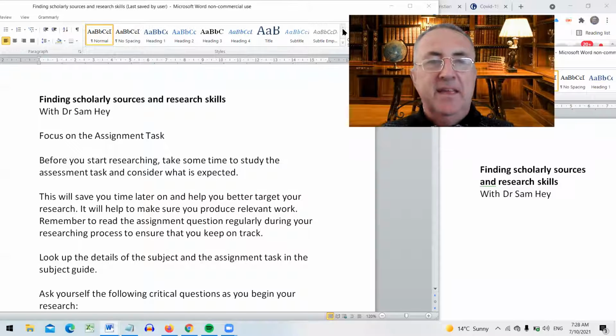Good morning. In today's class, I want to talk about finding scholarly resources and also research skills. But before I start, I want to remind you of the importance of focusing on the assignment task.